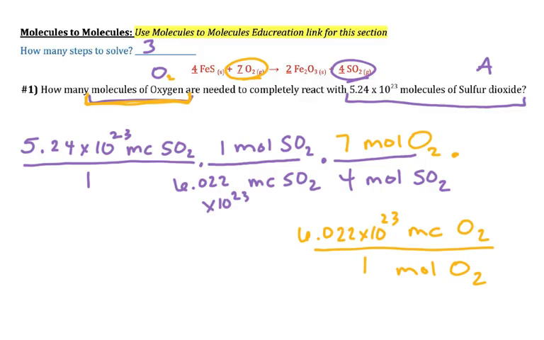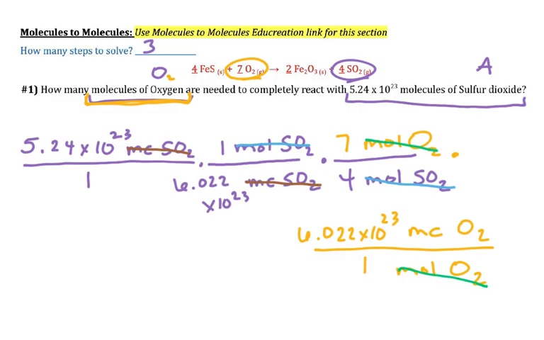And this is a little tricky to see since I couldn't put all of these in a straight line. But as we go through and look, again, we can check our units. Molecules of SO2, those cancel. Moles of SO2, those cancel. I have 1 in the numerator, 1 in the denominator. Moles of O2, those cancel.